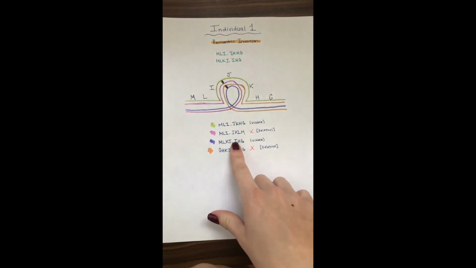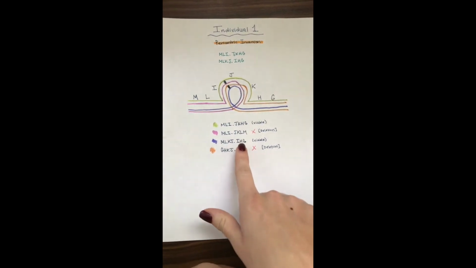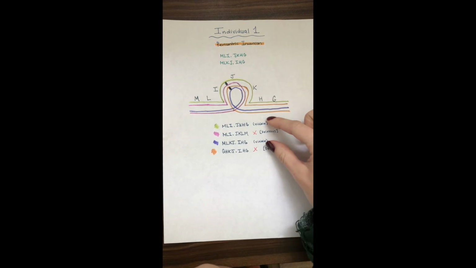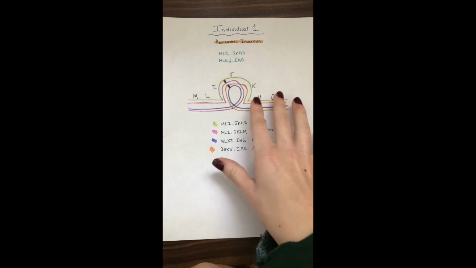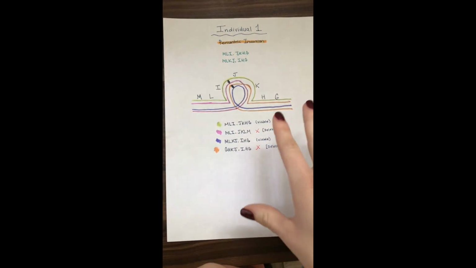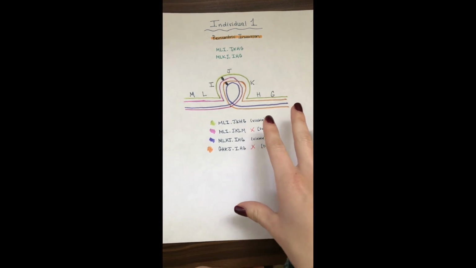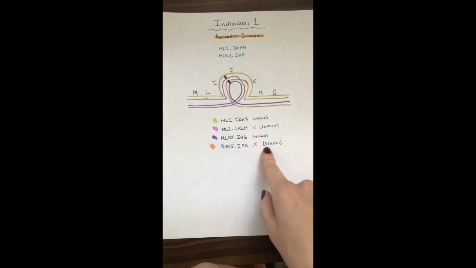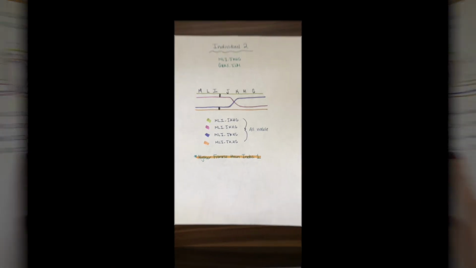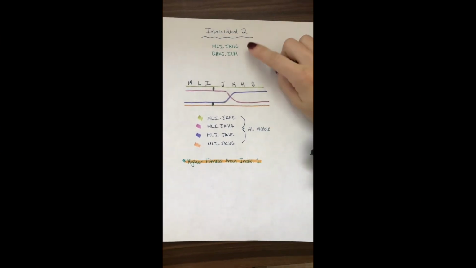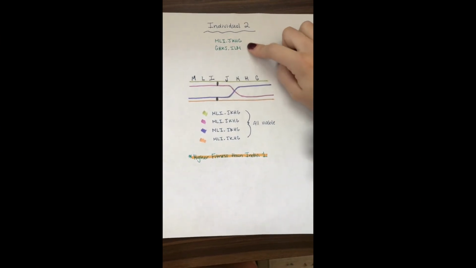So the gametes that it produces are as stated right here, and there's only 2 viable because it contains all of the different alleles. So there is no loss of DNA, whereas here there's a deletion because it doesn't contain all of them. Looking at individual 2, the chromosomes that we are presented with are the exact same.